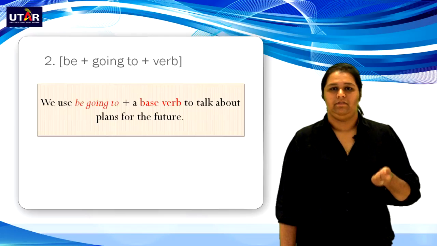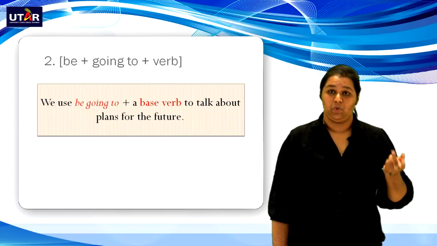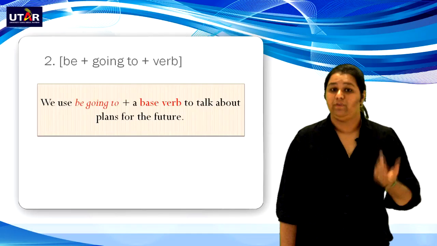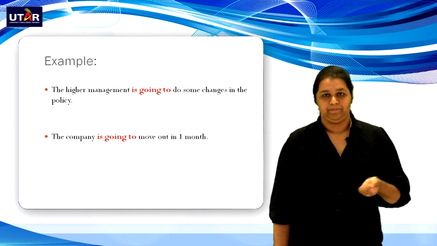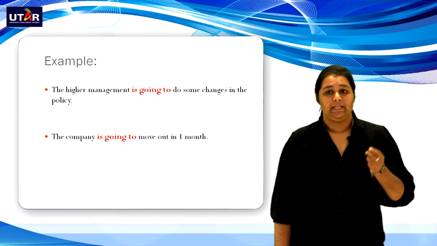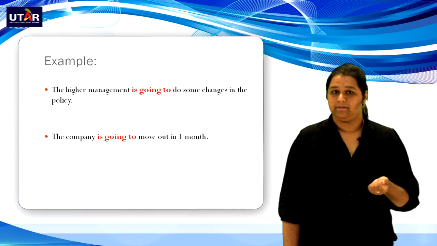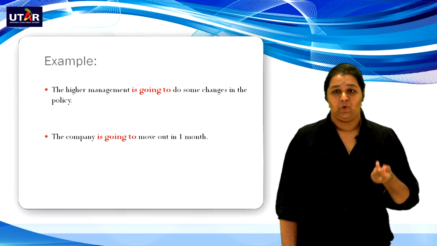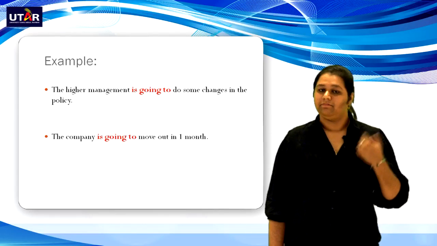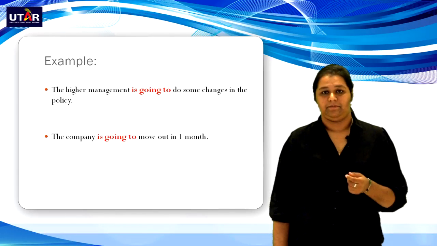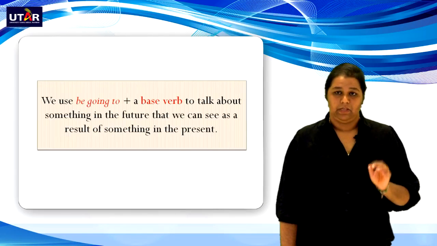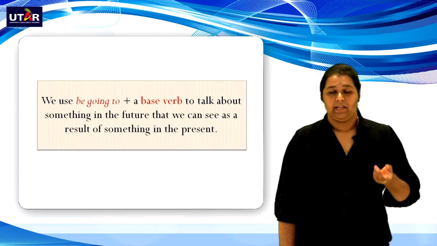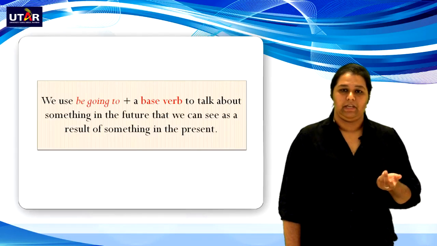The next function, for number 2, be plus going to plus verb. We use this to talk about plans for the future. Example, the higher management is going to make some changes in the policy. That's in the future. Number 2, the company is going to move out in 1 month. Again, the future. We use be going to plus a base verb to talk about something in the future that we can see as a result of something in the present.